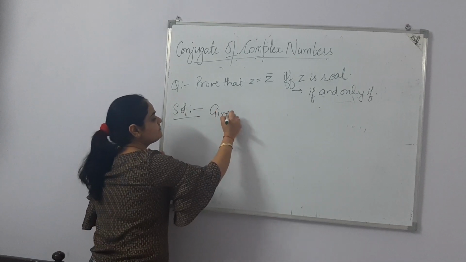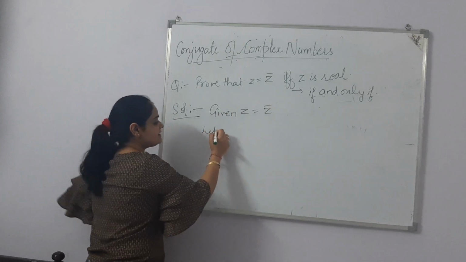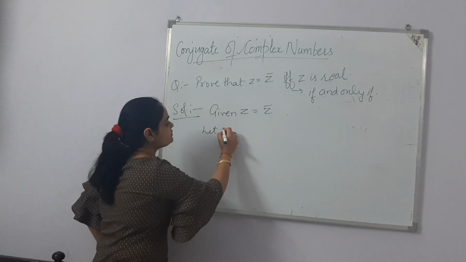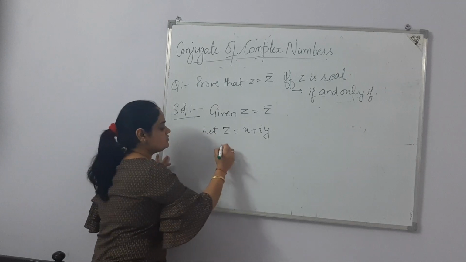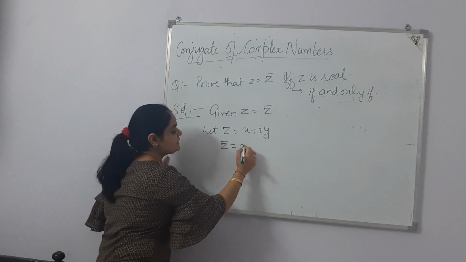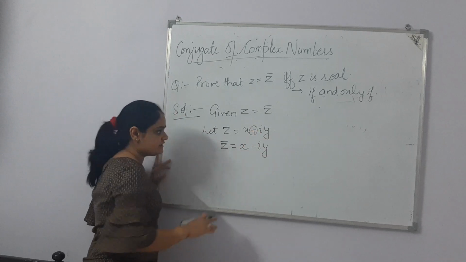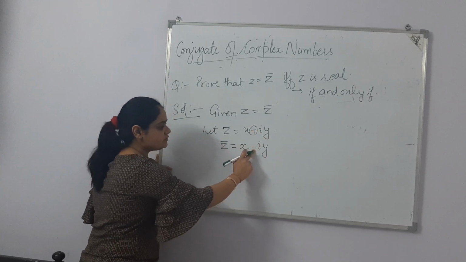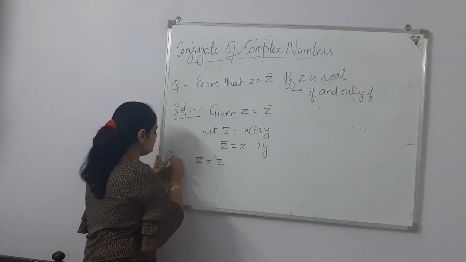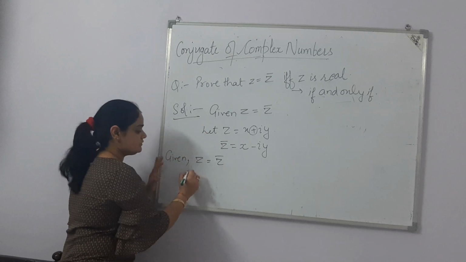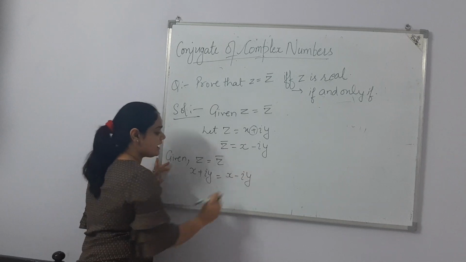If given is z is equals to z conjugate. Let z is equals to, of course, we are doing complex numbers, so z is a complex number, z is equals to x plus iota y. So z conjugate becomes x minus iota y. In between, the symbol changes; plus will change into a negative symbol. So z is equals to z conjugate, this is given to us. So x plus iota y is equals to x minus iota y.